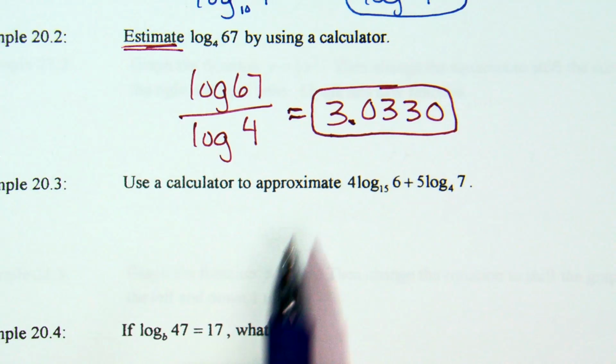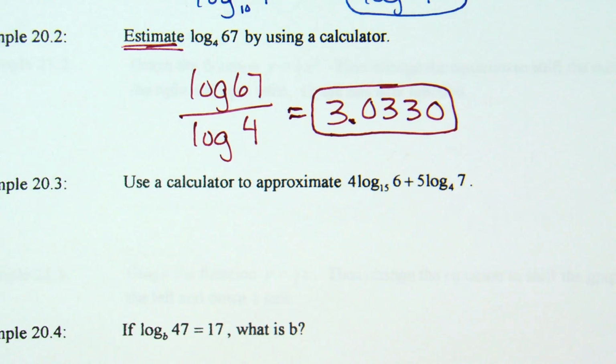So I'm going to write, just because it's not the one we probably think of as much, 4 times log of 6 divided by log of 15 plus 5 times log of 7 divided by log of 4. Now, I use log. Keep in mind you could use log base 10 or natural log.